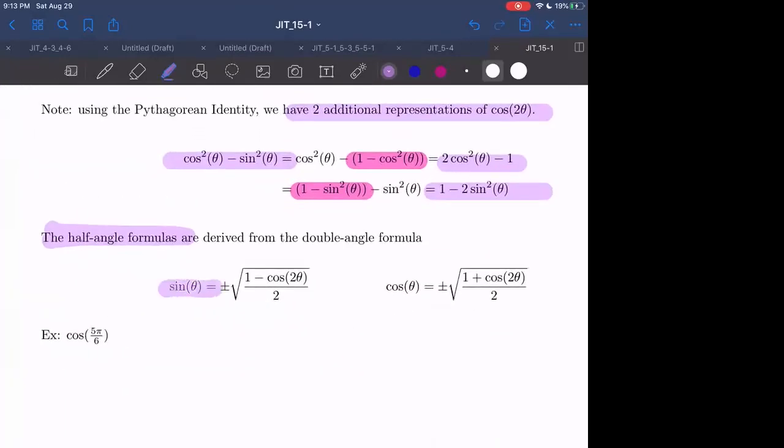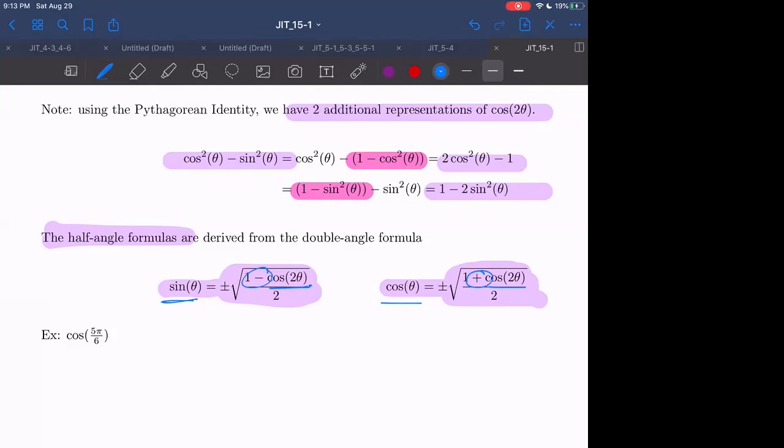So we get that sine of theta is equal to plus or minus the square root of 1 minus cosine of 2 theta divided by 2. And we get that cosine of theta is equal to plus or minus the square root of 1 plus cosine of 2 theta over 2. Now be careful, because cosine matches up, but it has a plus. Sine still has cosine, but it's got a minus. Okay, so be careful with that and don't just assume that, oh, it's sine, sine, cosine, cosine, because there is a difference there.